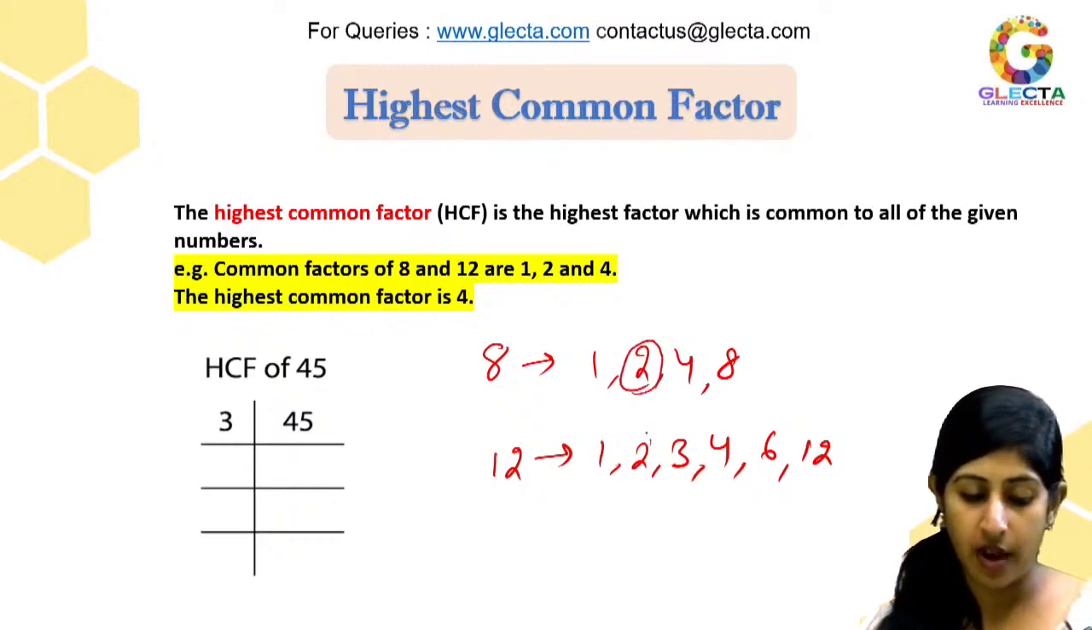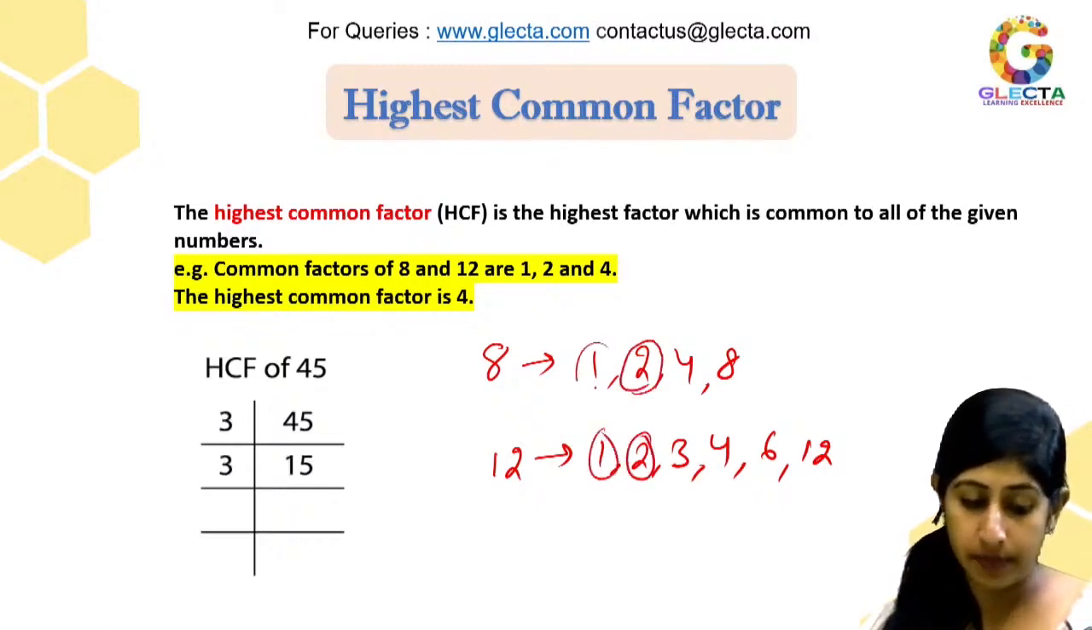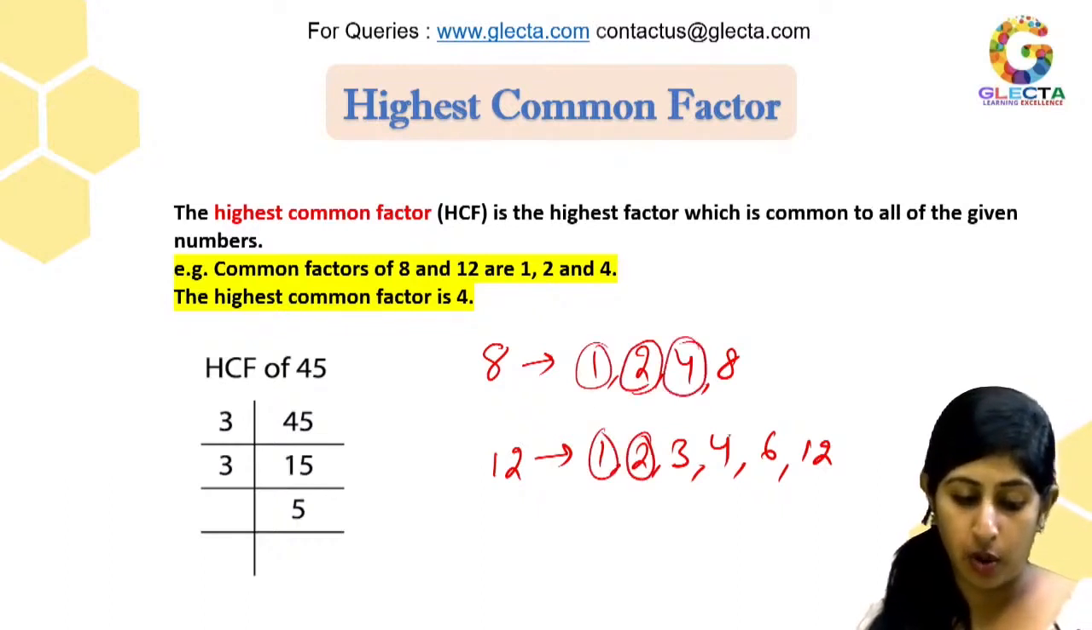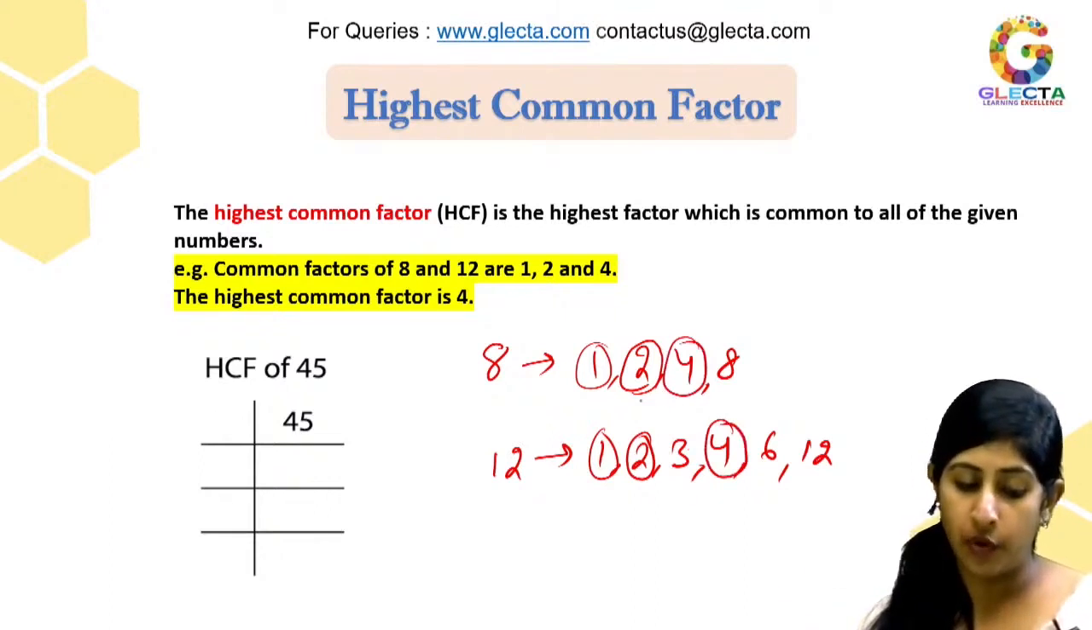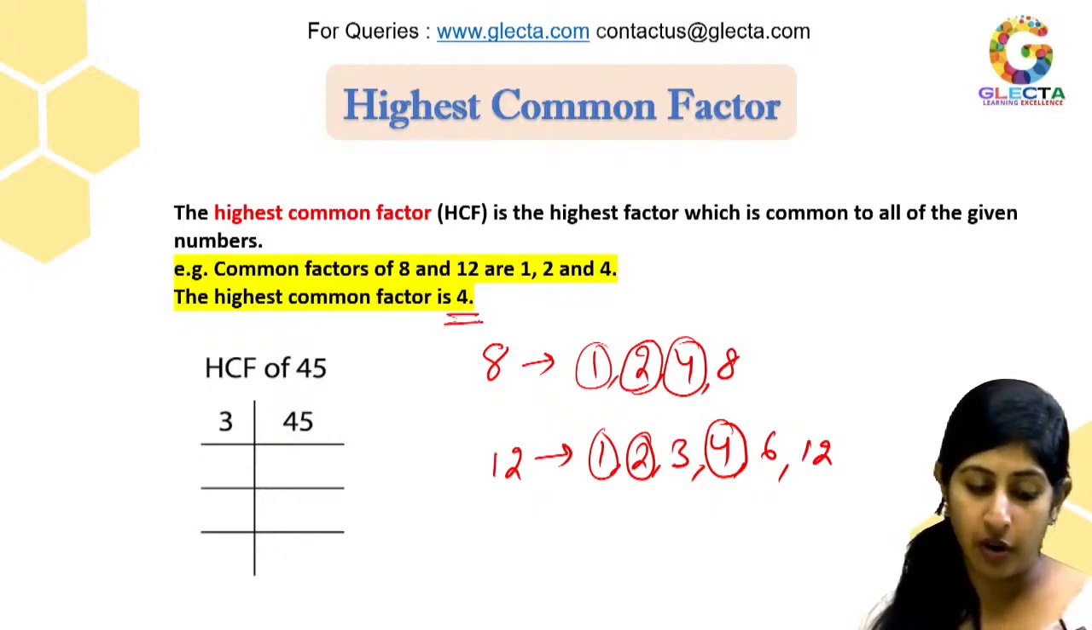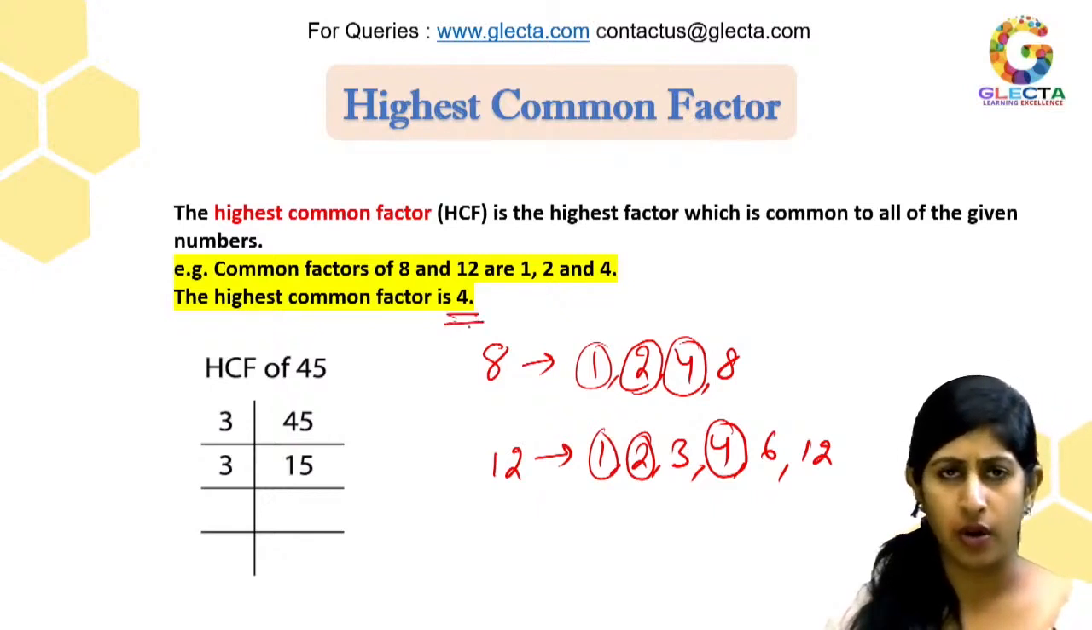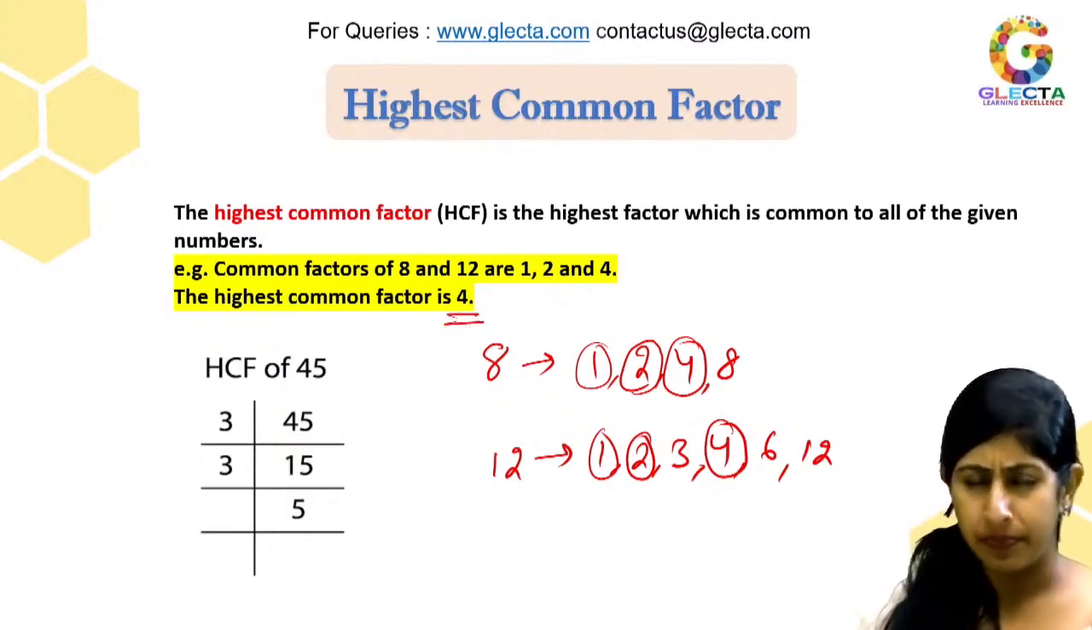Now what are the common factors? Clearly 2 is a common factor, 1 obviously and 4 obviously. So now which of them is the highest? Highest is 4. So my HCF for 8 and 12 is 4. That was quite an easy task.